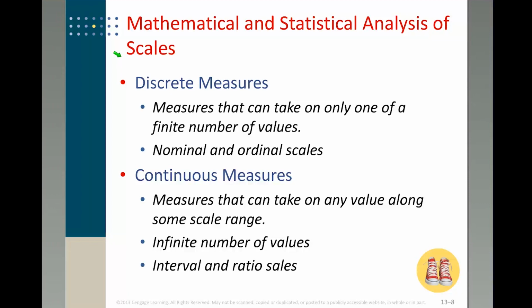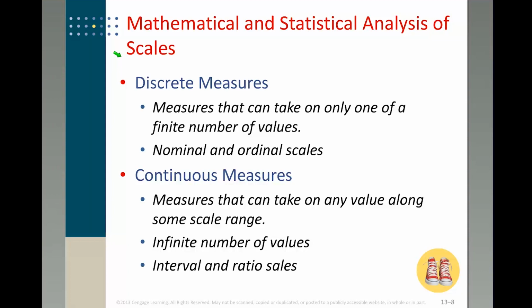Furthermore, we can also differentiate different measurements depending on whether discrete or continuous. Okay, so discrete measures means measures that can only take one of a finite number of values. Apparently, nominal and ordinal scales will be discrete measures because they're categories. Continuous measures are measures that can take on any value along some scale range. Basically that means there's an infinite number of values. Most of the time, interval and ratio scale are considered to be continuous measures.